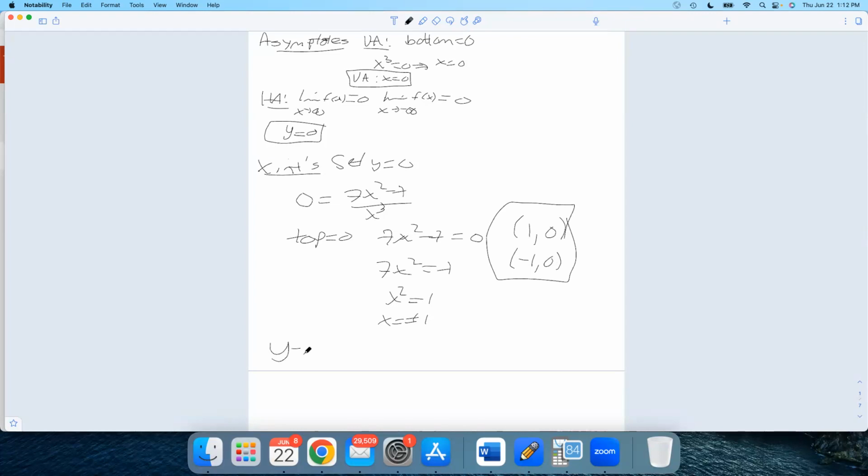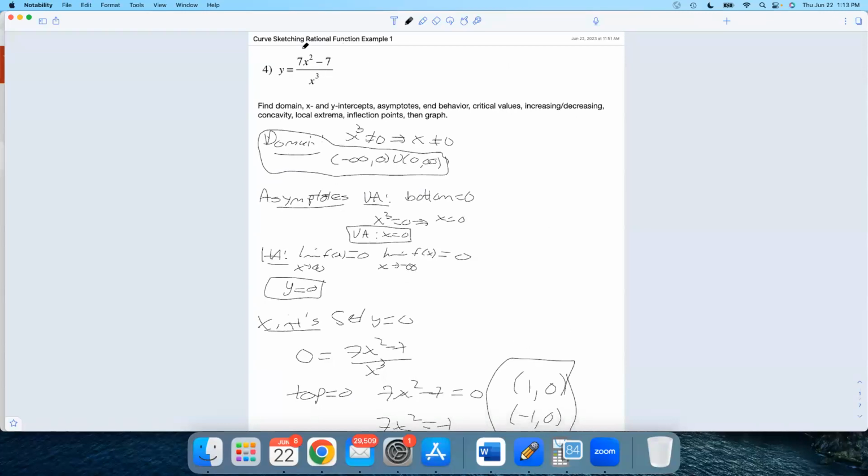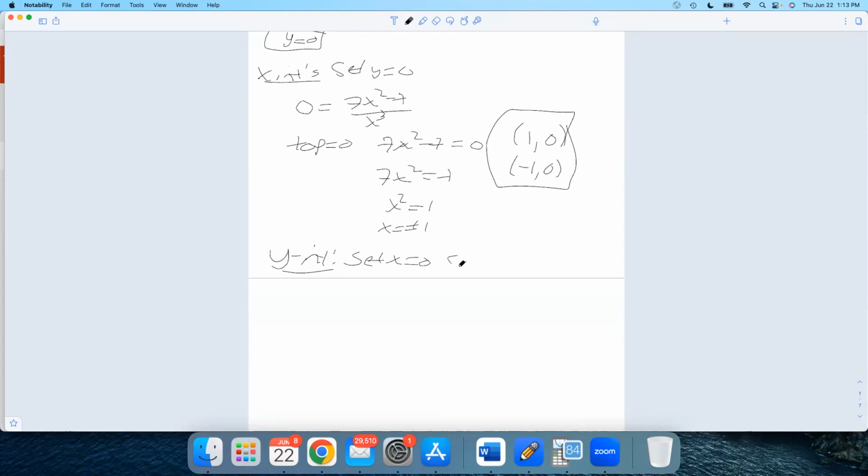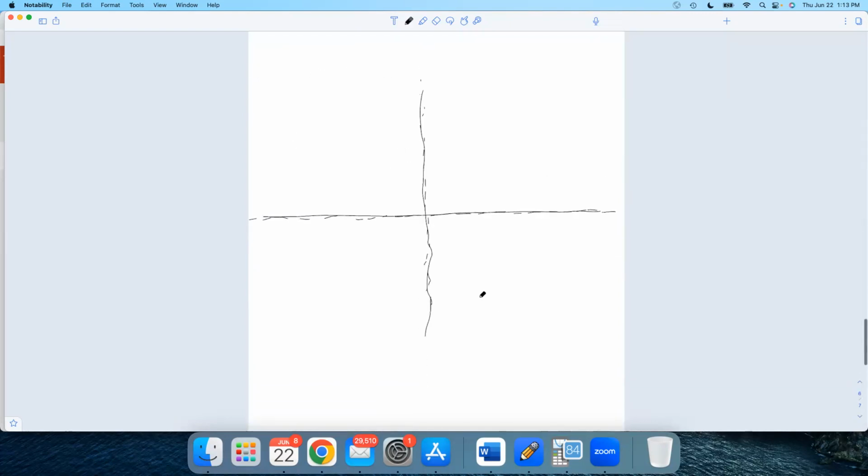What about our y-intercept? How do we always, in every single situation for the rest of your life, find the y-intercept? You set x equal to 0. Always, or whatever your variable is. Oh, we can't. 0 is not in the domain. I would get negative 7 over 0. It's not in the domain. I can't. You know what that means? We have no y-intercept. That's okay. Sometimes you don't have one. All right, let's put what we just found on the graph, (1, 0) and (negative 1, 0).